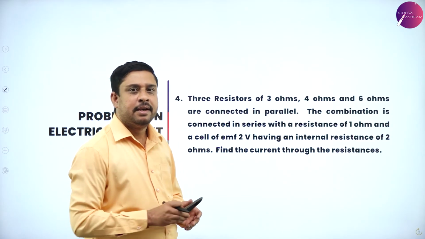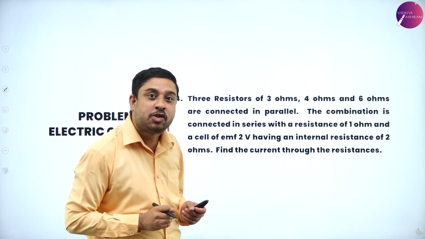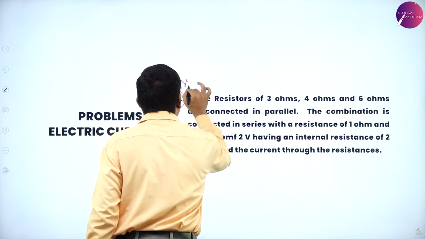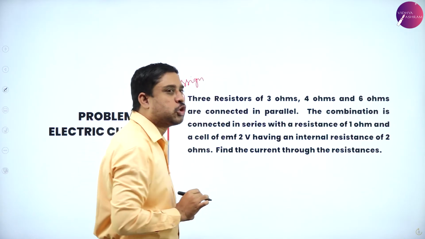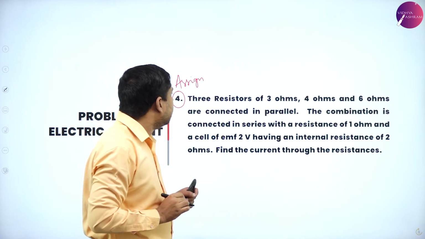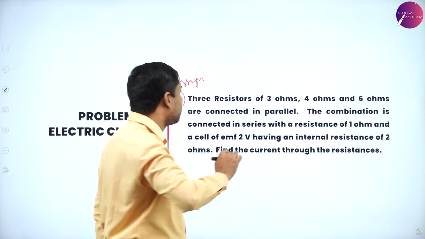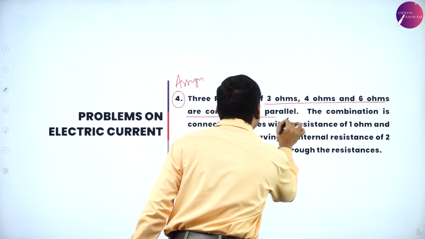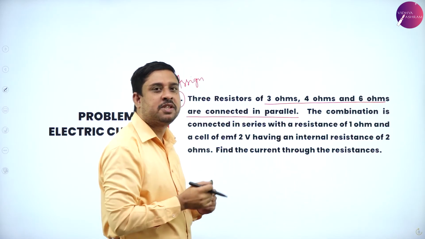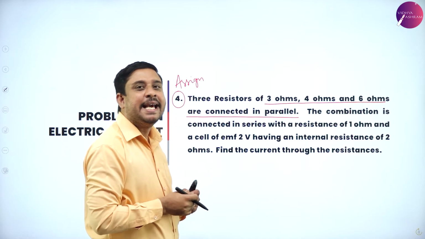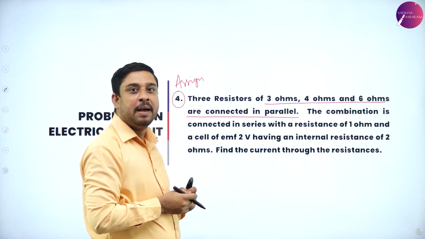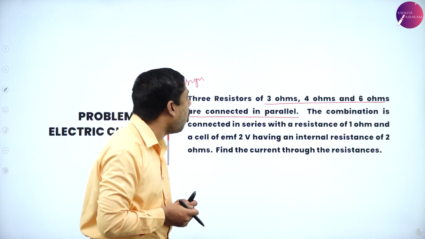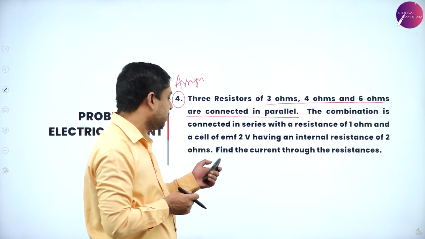Next one. Such problems I have already solved, so this will be an assignment for you all. But again, I will help you to solve this problem. 3 resistors of 3 ohms, 4 ohms and 6 ohms are connected in parallel.